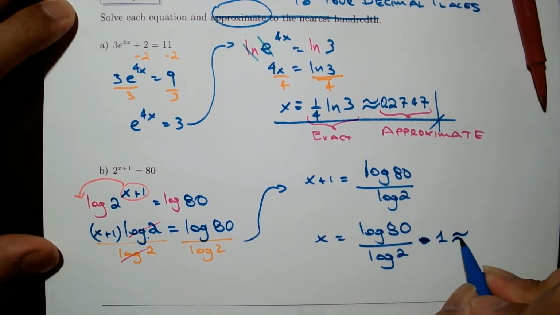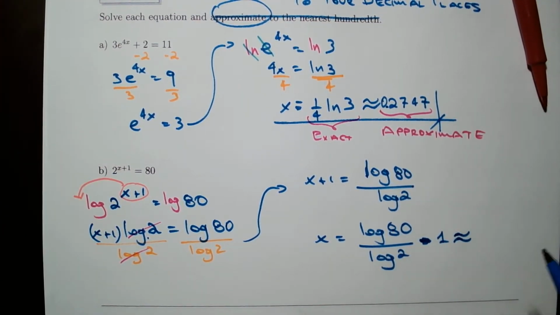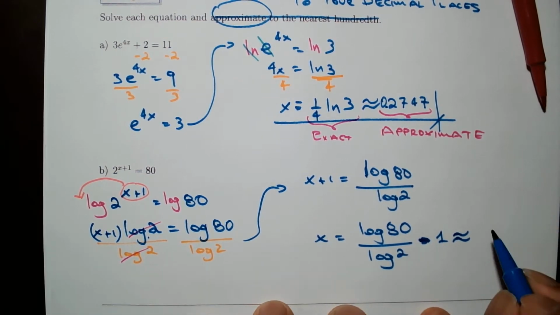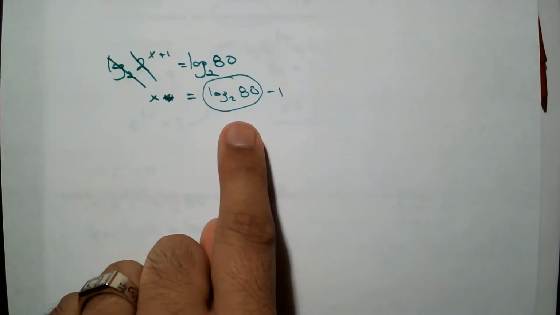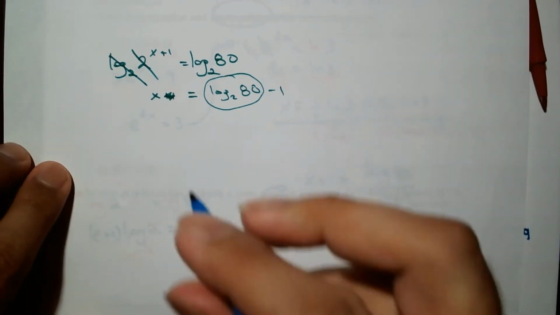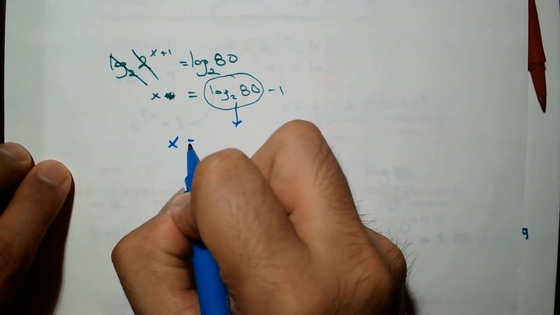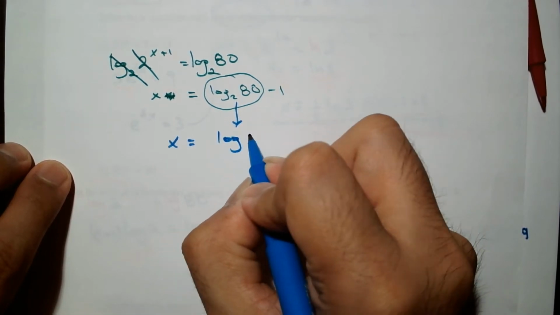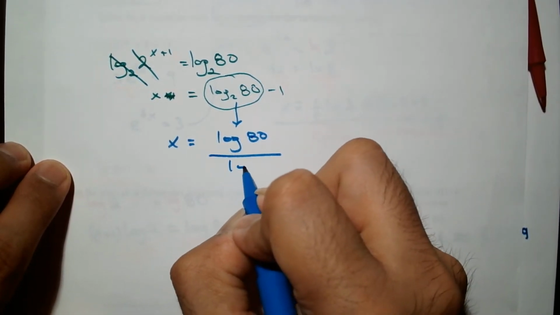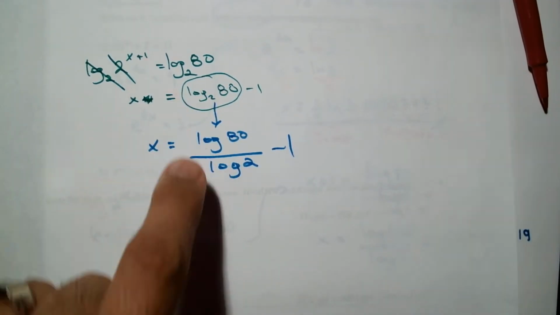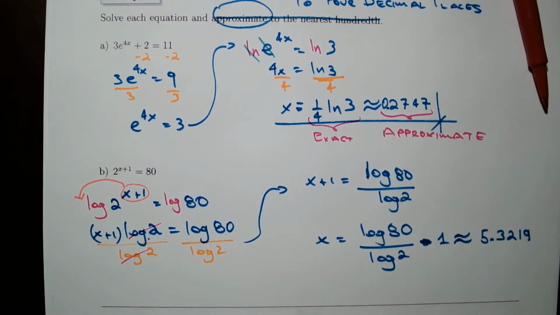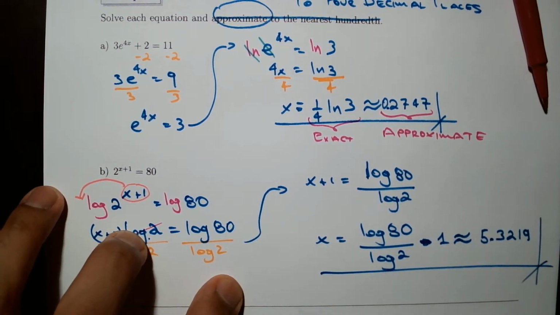Now we need an approximate answer. So in this case, using a calculator, I get 5.3219. Now, if you compare with the other approach without using log, with actually using log base 2, well, this would be followed by using the change of base formula. So what I want to show you here is that, regardless of the approach you take, you should get equivalent forms. Okay, so final answer here.